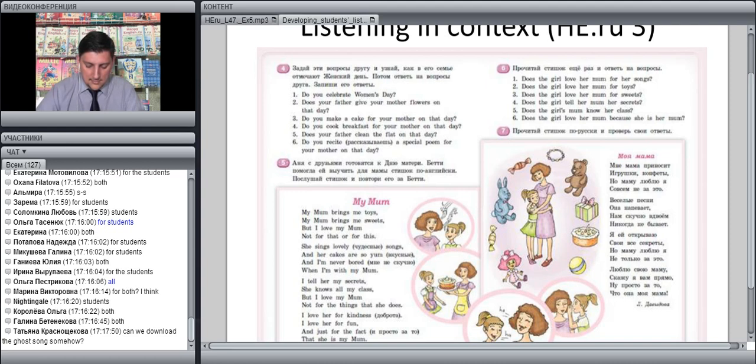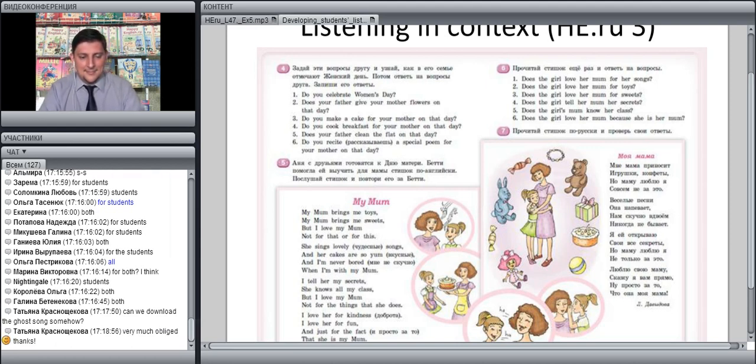My mum. My mum brings me toys. My mum brings me sweets. But I love my mum not for that or for this. She sings lovely songs, and her cakes are so yum. And I'm never bored when I'm with my mum. I tell her my secrets. She knows all my class. But I love my mum not for the things that she does. I love her for kindness. I love her for fun. And just for the fact that she is my mum.